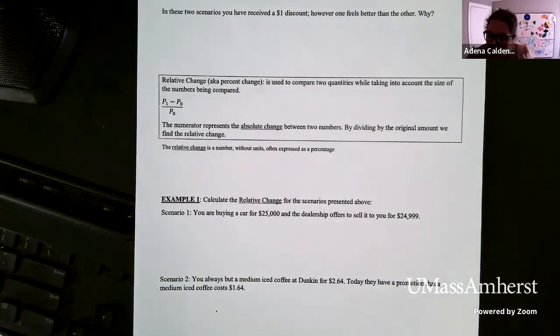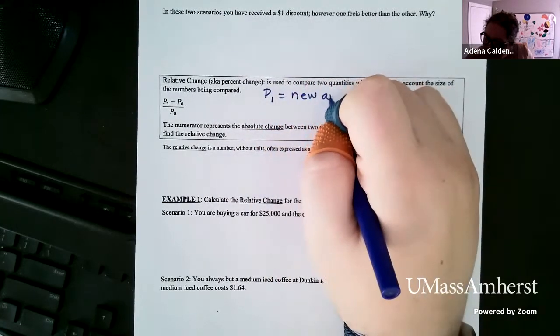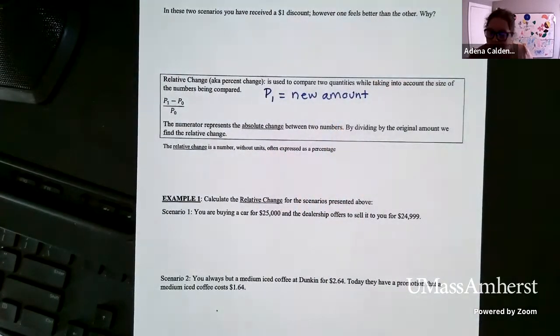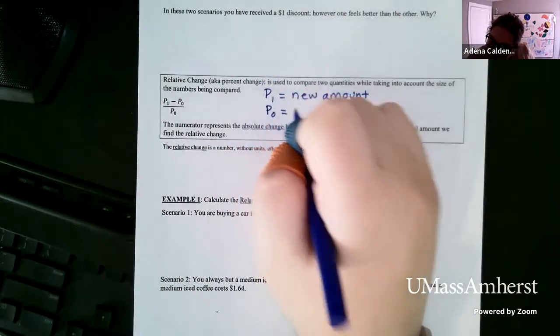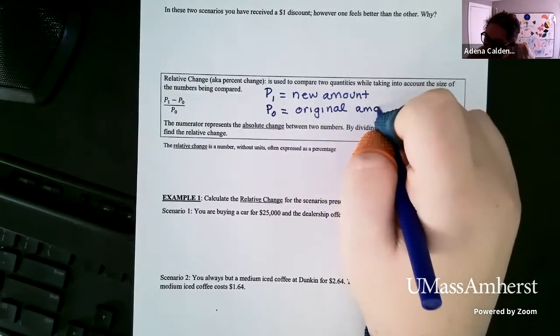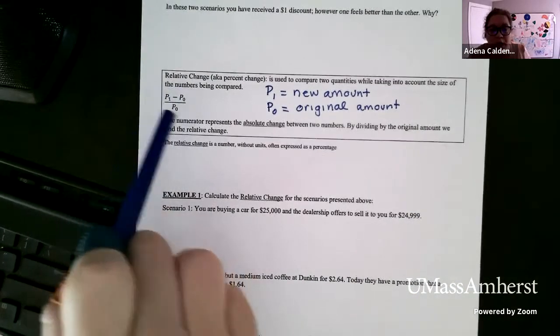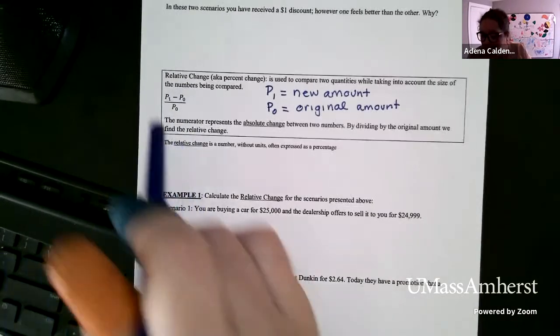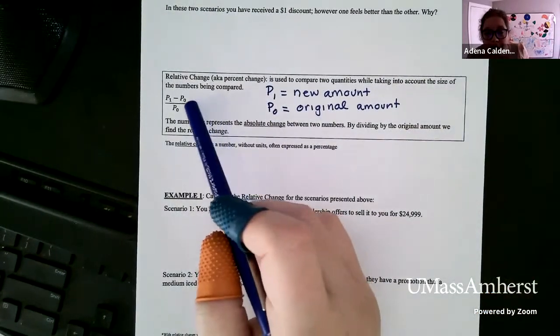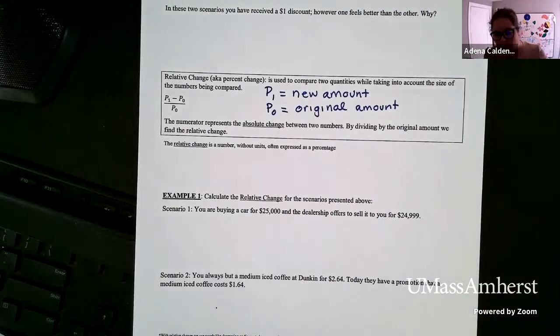So these numbers, what do they represent? P1 is the new amount of whatever it is that we're measuring, and P naught is the original amount. What we're doing in this calculation is looking at how much the amount changes, P1 minus P naught, divided by the original amount, because that is going to tell us the percentage by which we changed. And that's going to help us understand whether or not the change was significant or not.